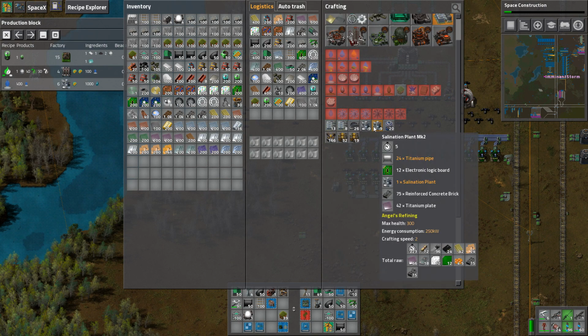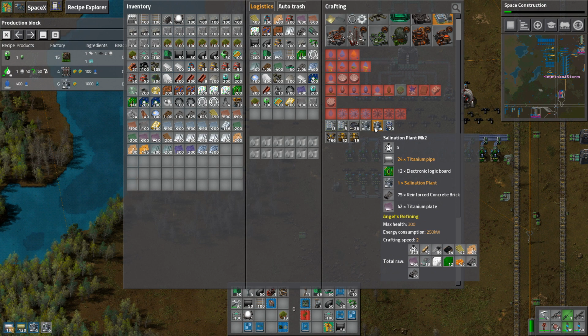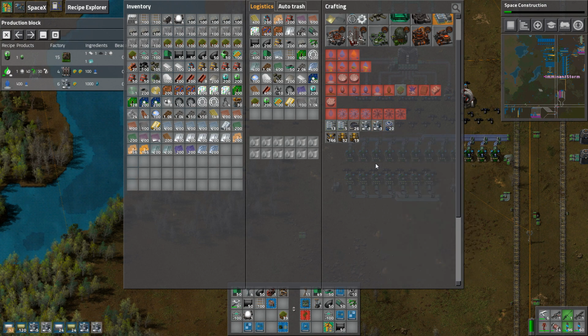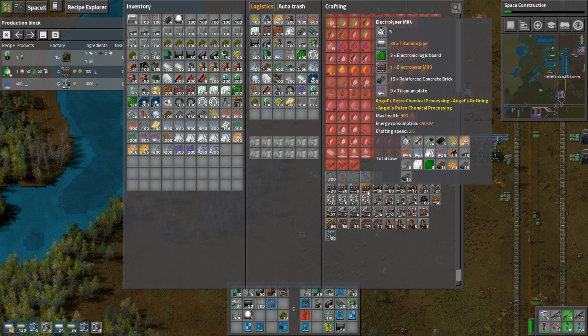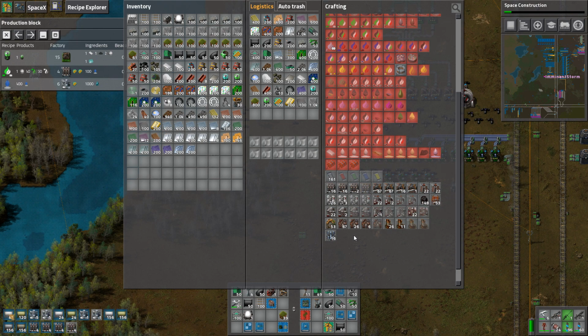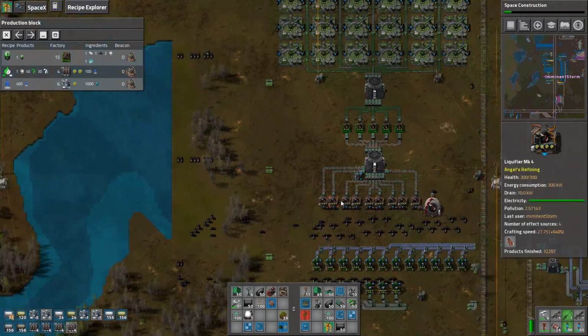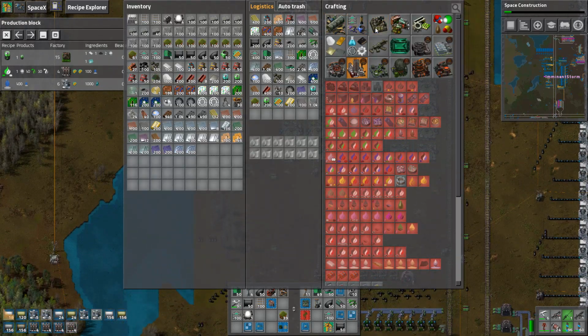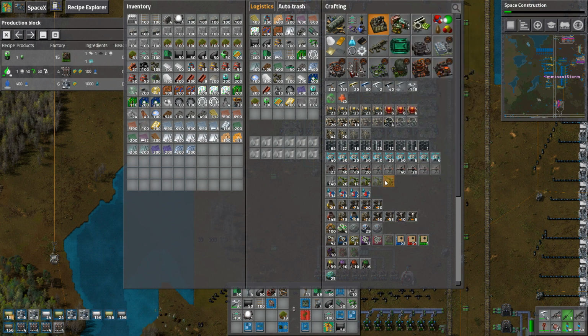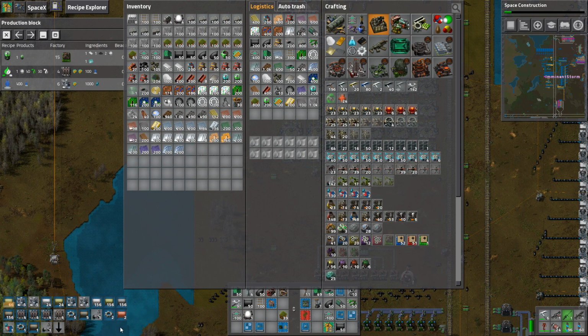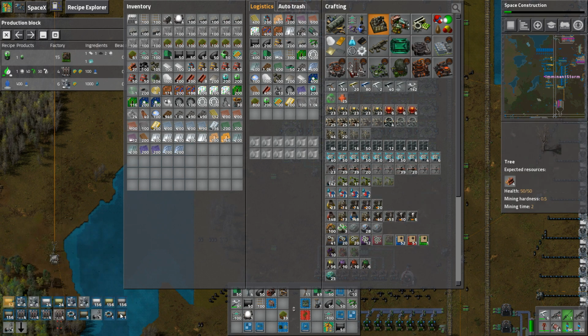All right, so I'm going to need what? 6 of the salinization plants, and then 4 electrolyzers. Convenient. All right. And we're going to need 6 pumps. I probably should have done the pumps first. Oh, that is not what I want in there. Get rid of that.